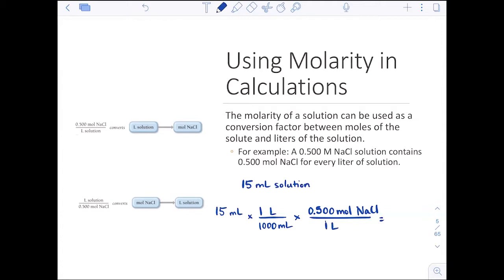Please again, make sure that your units are canceling appropriately. And we're left with 0.0075 moles of NaCl in that 15 milliliter sample. So again, unit conversions, just using now a new type of starting material, a volume.